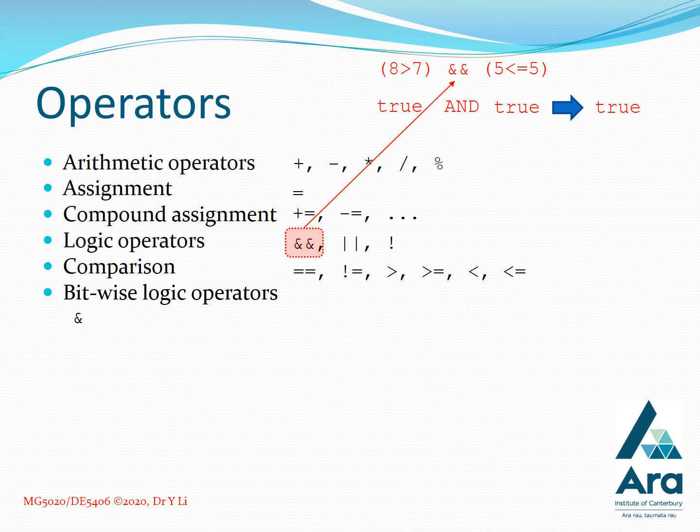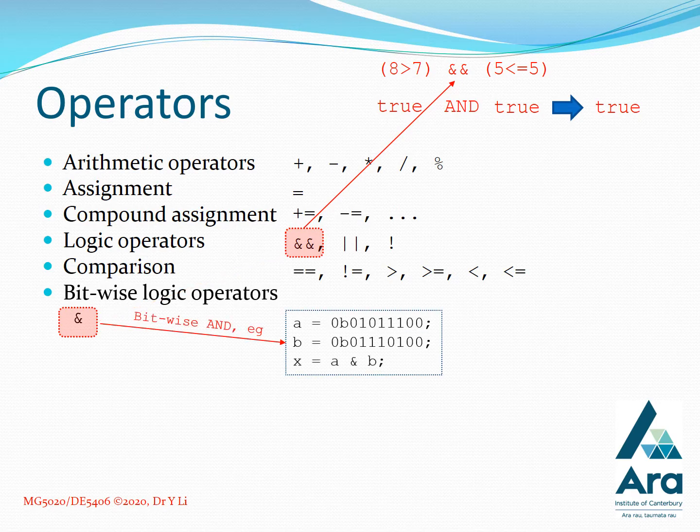For example, bitwise AND, as you can see, is a single ampersand sign, compared to the logic operator, logic AND, which is a double ampersand sign. Bitwise AND means we AND the values bit by bit. For example, we have a variable a holding a binary value of this, and then another variable b holding another value of this, and then we use bitwise AND to AND these two variables, and resolve back to x.